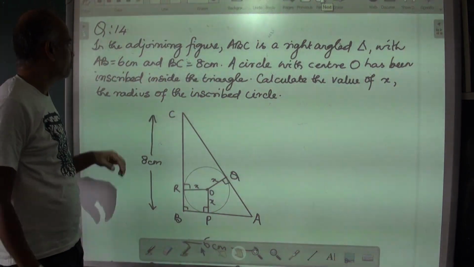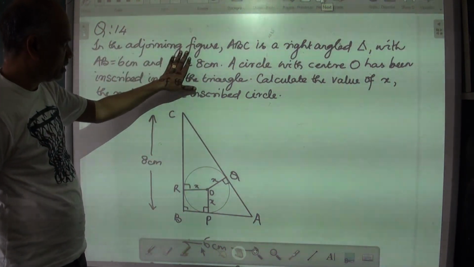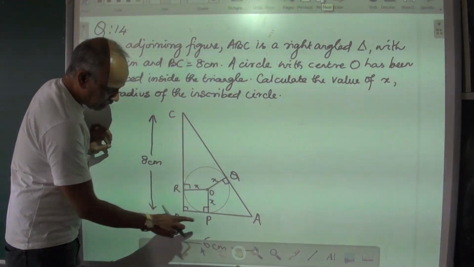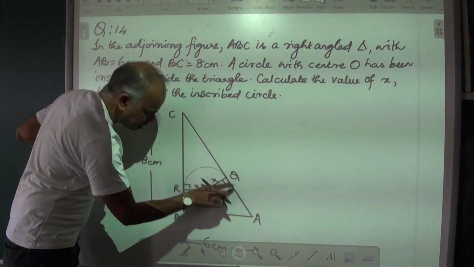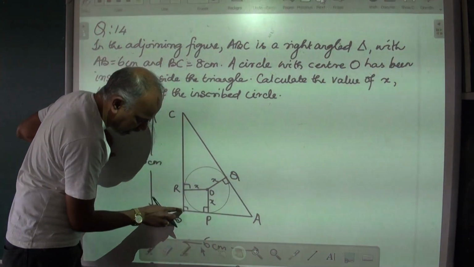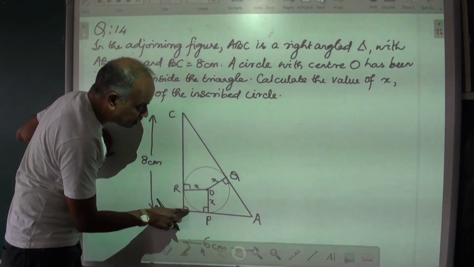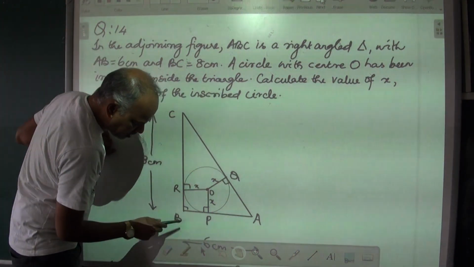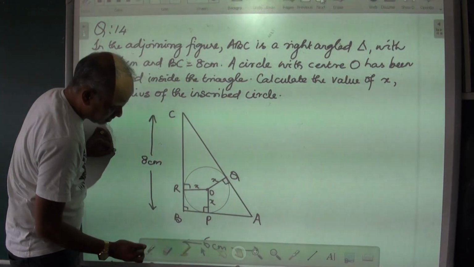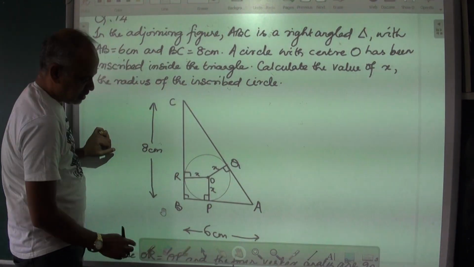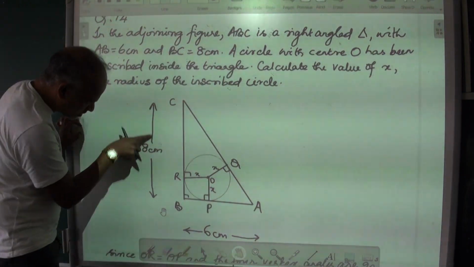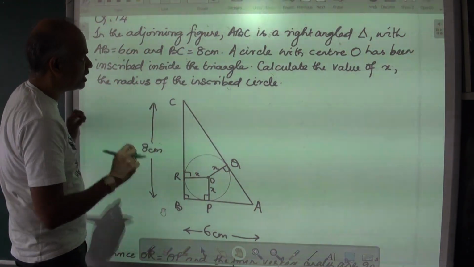Question number 14. In the adjoining figure, ABC is a right angle triangle. This is the figure given. ABC is a right angle triangle, right angled at B. This is 90. AB is 6, A to B is 6 centimeters. This length is 6 centimeters. And BC is 8. This length, BC, is 8 centimeters.